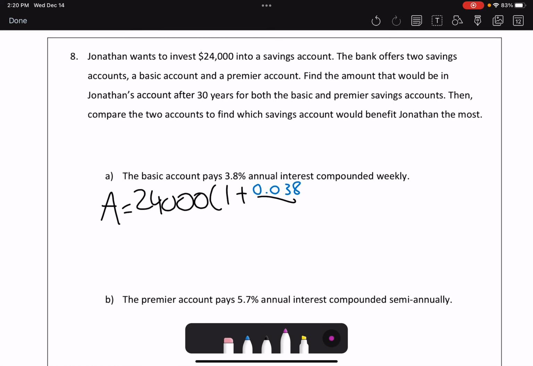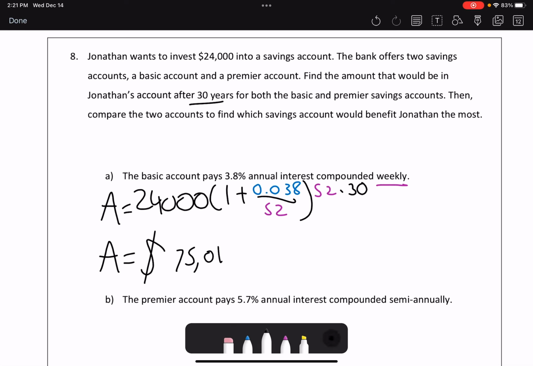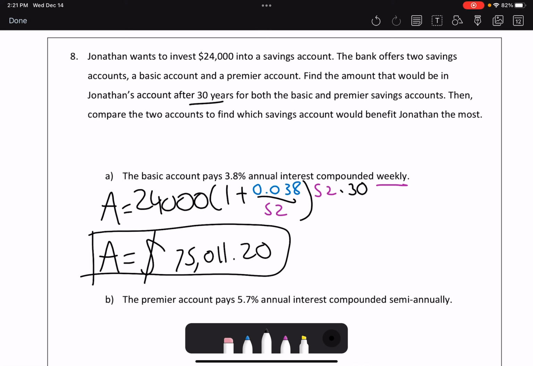So I've got that $24,000 as the initial amount. Then 1 plus 0.038 divided by 52, raised to the 52 times 30 power. So after 30 years, in the basic account, Jonathan's going to have $75,011 with 20 cents.